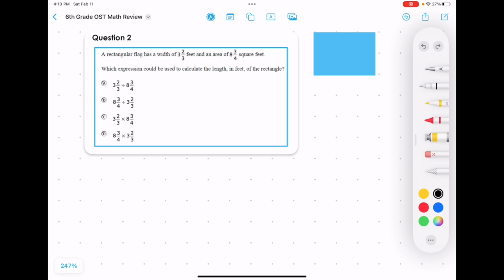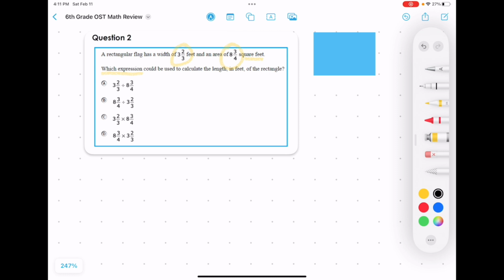So looking at this problem, the trickiest part here is understanding we're not actually asked to find the answer here. We're not actually asked to find the length, right? We are asked only to find which expression we would use to actually find that length. So don't get freaked out by the mixed numbers that we're given here and then get confused and not be able to answer this. All we need to do to answer this question is to have a fundamental understanding of how to find the area of a rectangle.